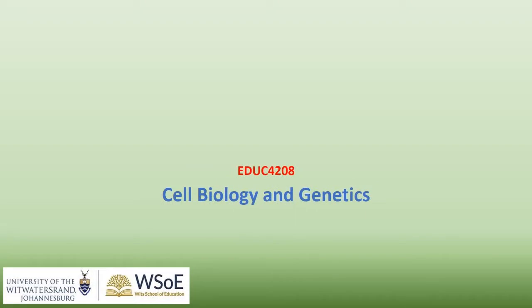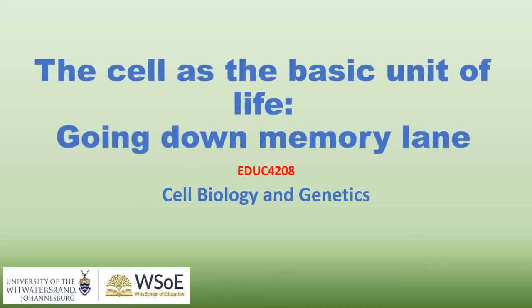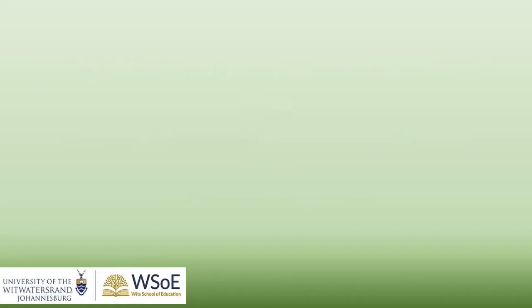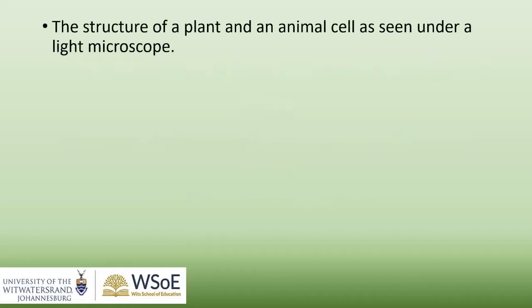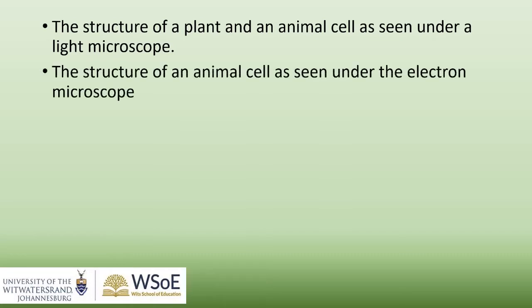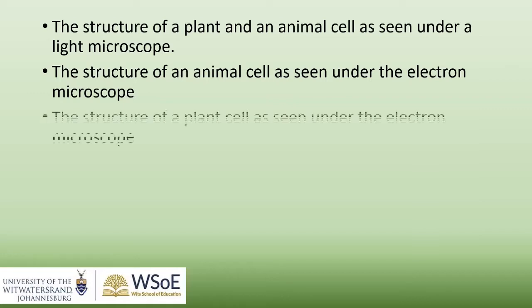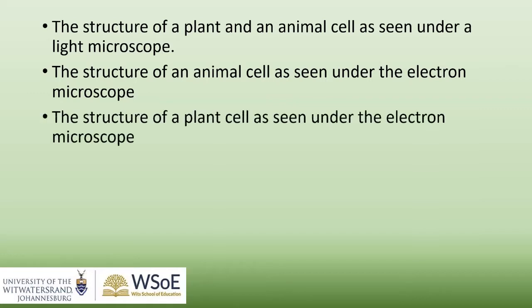Let's recap what we know about the cell so far. So this is what you should have learned about the cell in your undergrad degree. So let's go down memory lane. Okay, firstly, we are going to look at the structure of a plant and an animal cell as seen under a light microscope. We will then move on to look at the structure of an animal cell as seen under the electron microscope, and then the structure of a plant cell as seen under the electron microscope.